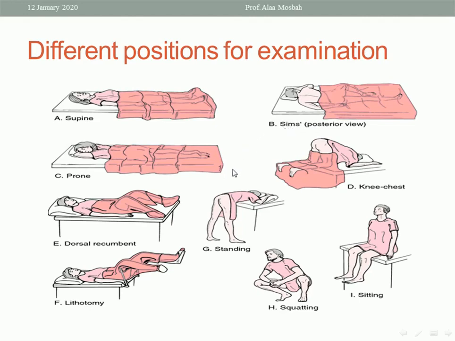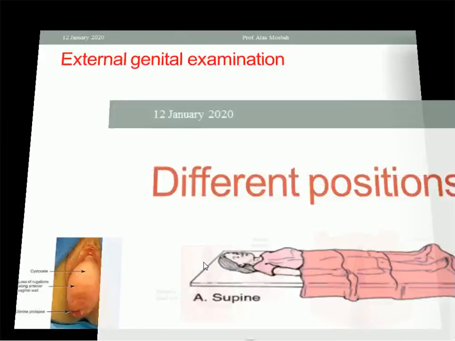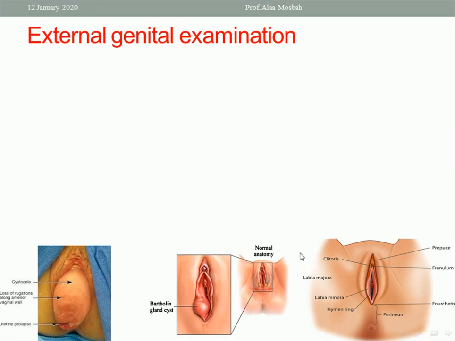So we choose the best position to do the examination needed. Usually we use the dorsal position, and sometimes the lithotomy position. For any other purposes, we can use other positions as seen in the picture. Okay, let us start with the first local examination, which is external genital examination.